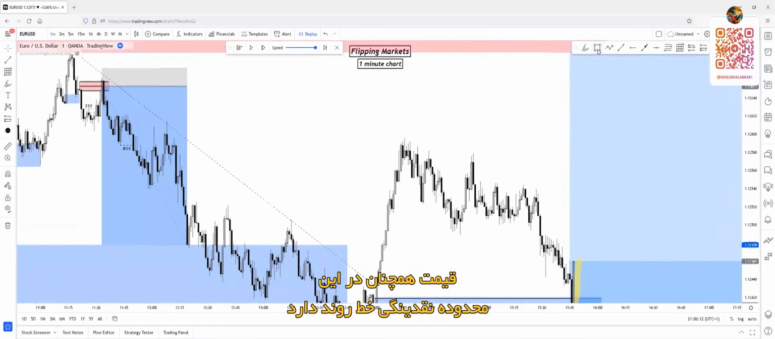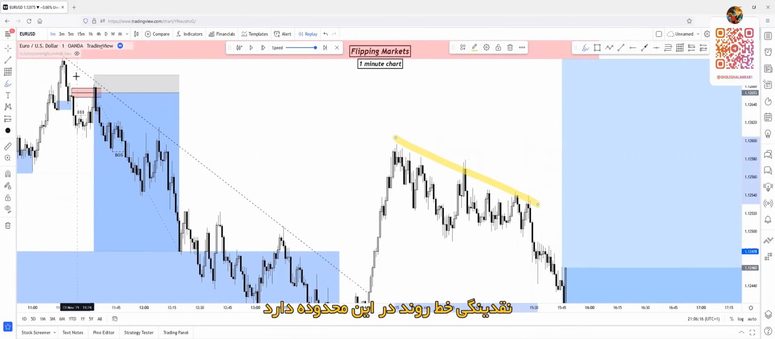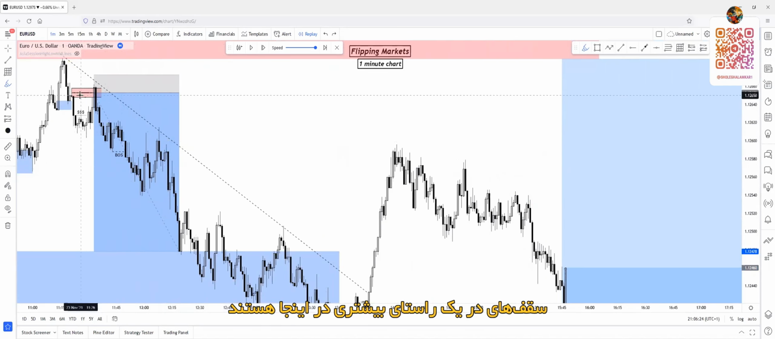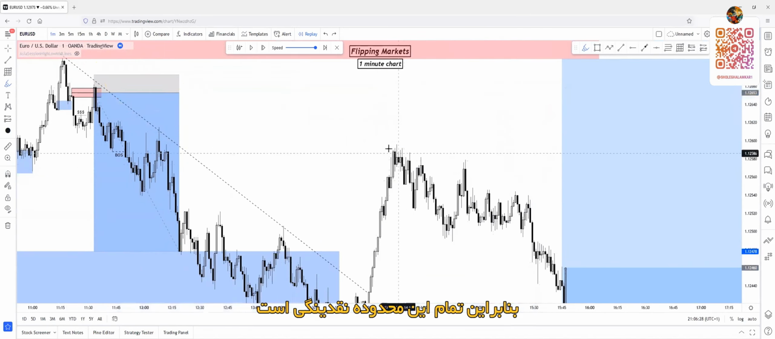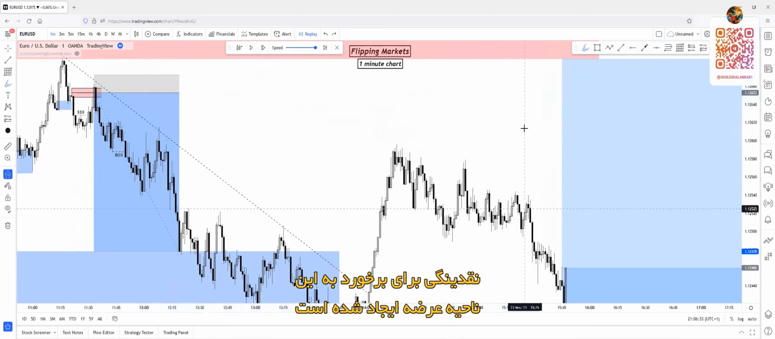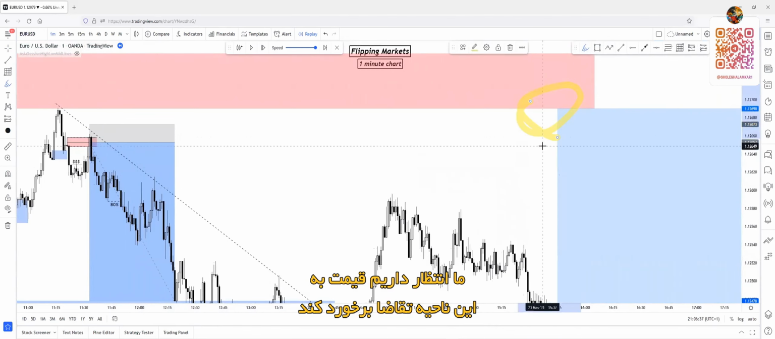But price has still got a liquidity trend line in this region, a liquidity trend line in this region, double taps here, double taps here, more taps here, more taps here. So all of this region is just liquidity again. This is just liquidity, this is liquidity built up for this supply zone. And we can expect the tap of this supply zone.